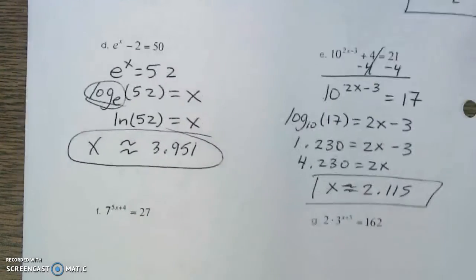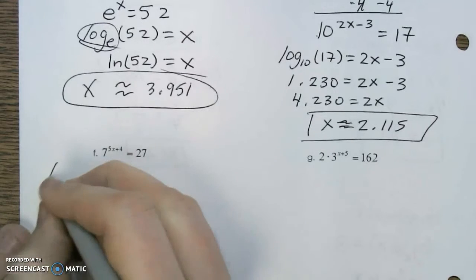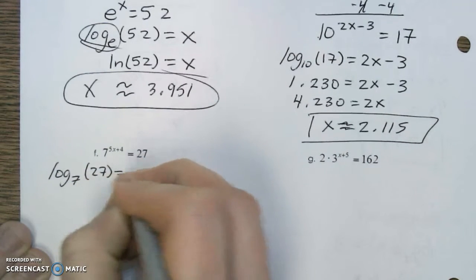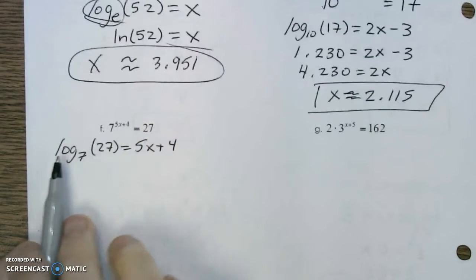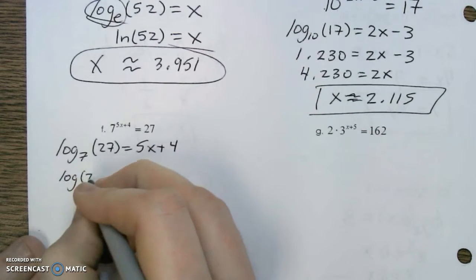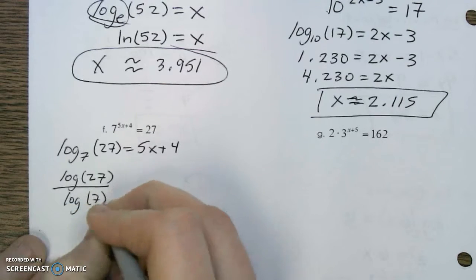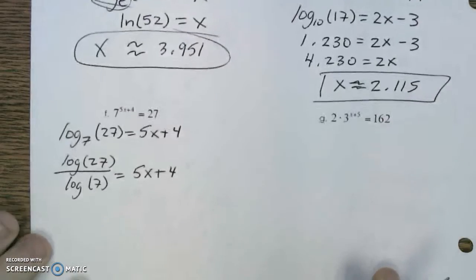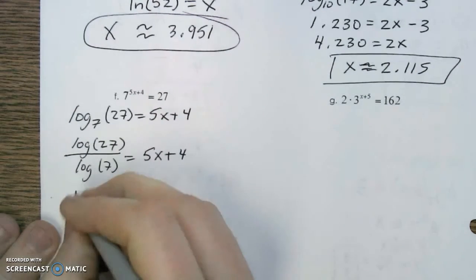Again, no way to get 7 and 27 to have the same base. So we're going to change this into log form. Log base 7 of 27 equals 5x plus 4. And this, you'll have to use change of base formula in your calculator. So we'll have log 27 divided by log 7 on the calculator. And when you do that, you should get approximately 1.694.